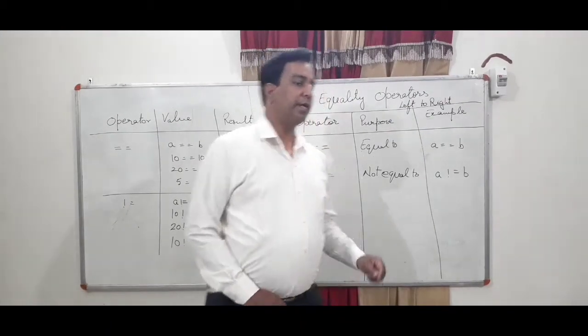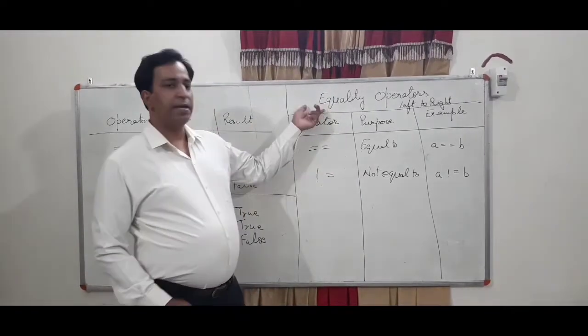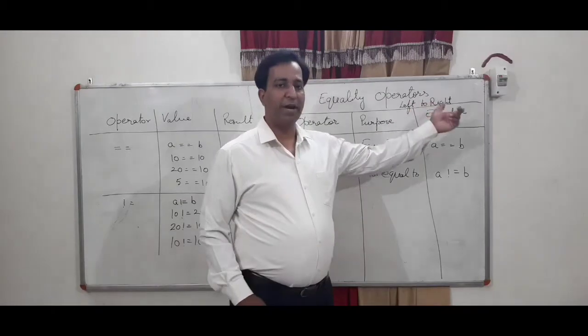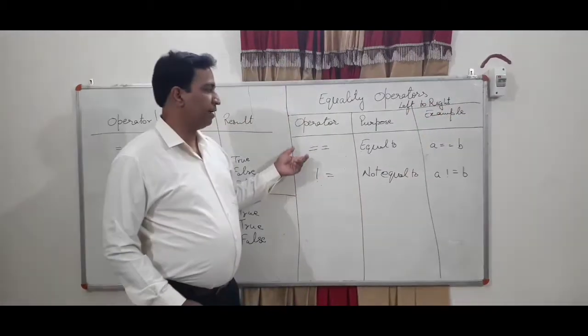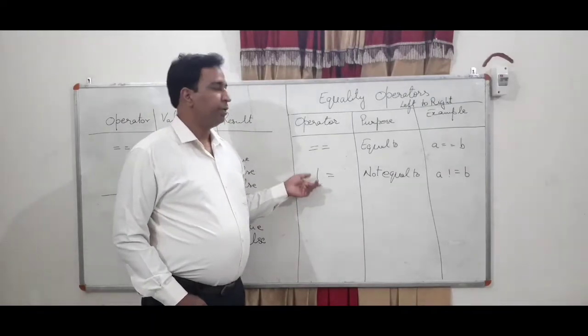Today's topic is equality operators. Equality operators are binary operators and have associativity left to right. There are two equality operators. One is equal to and the second one is not equal to.